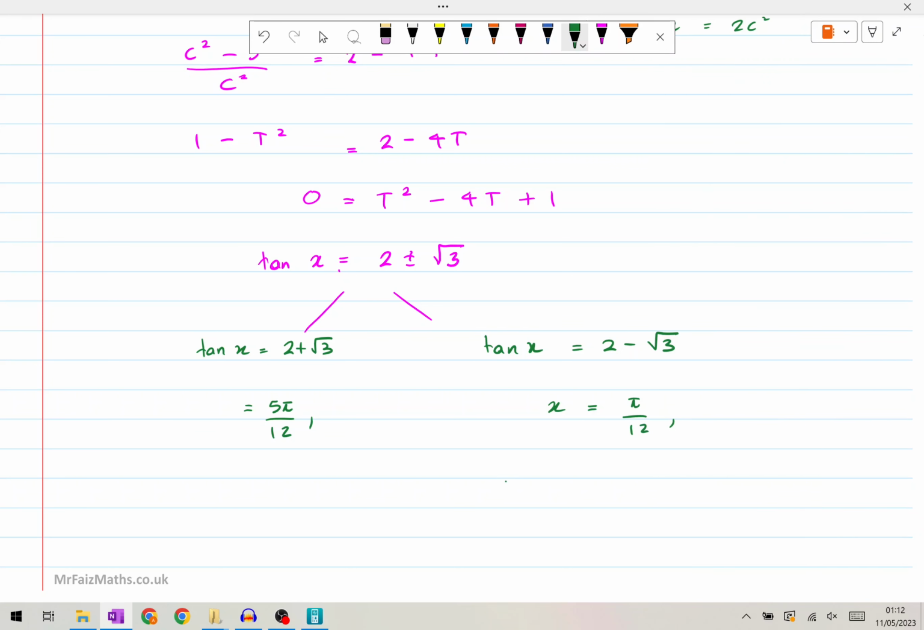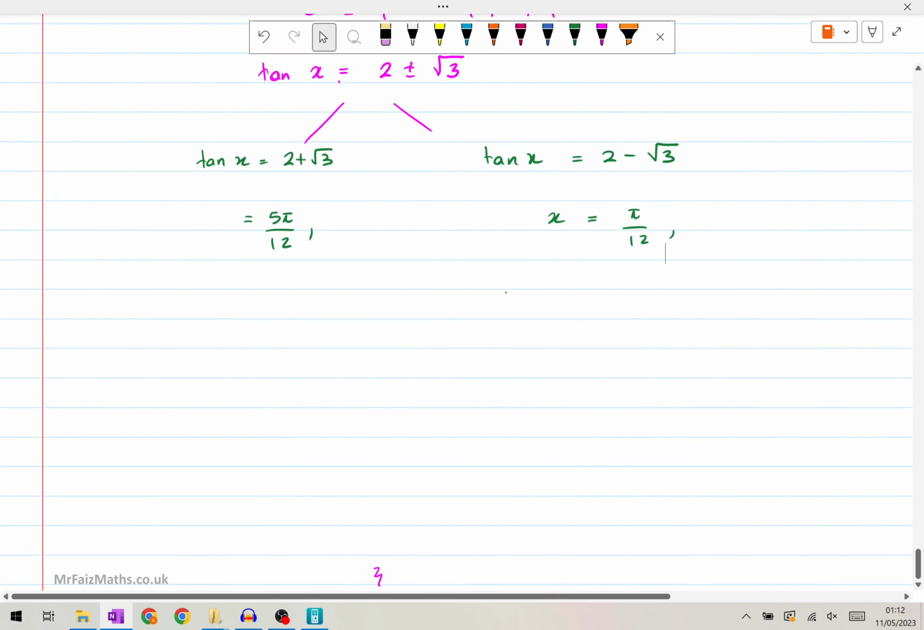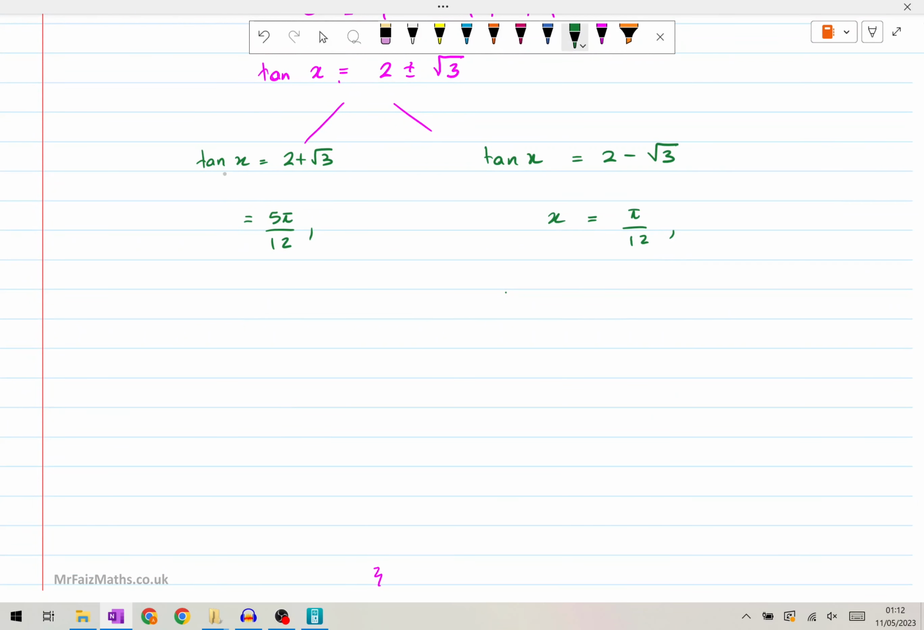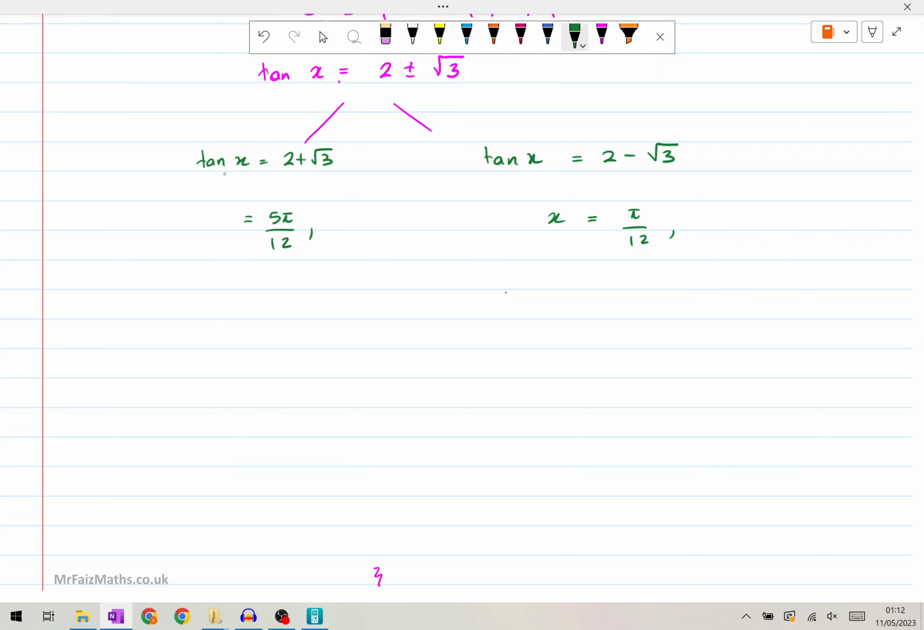Now we are asked to find solutions that go from 0 to 2 pi, and if you're solving for tan, solutions occur at every pi radians or every 180 degrees. So all we need to do is just add pi to this. So 5 pi over 12 plus pi is going to give us 17 pi over 12. That's just adding 12 to this. So the other solution is 17 pi over 12. And 17 pi over 12 is less than 2 pi, because 24 pi over 12 would be 2 pi. Then similarly, adding pi to this one will give us 13 pi over 12.